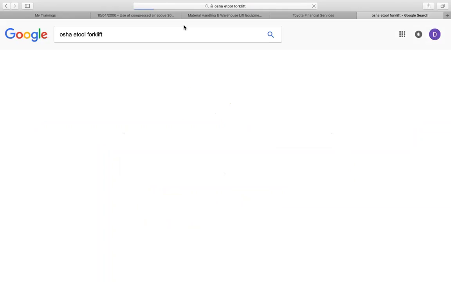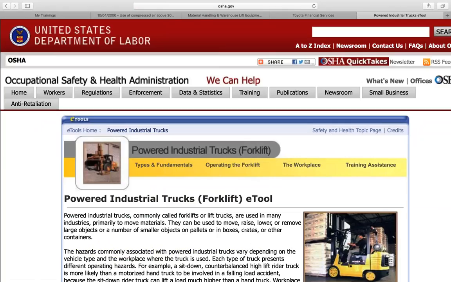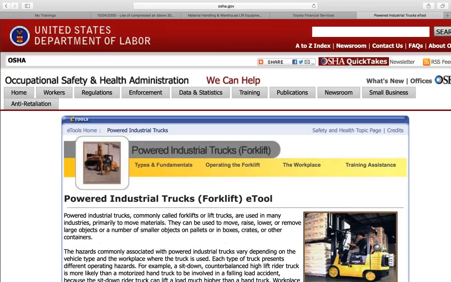Every time I go to this OSHA e-tool for forklifts, I discover more and more. I don't know if they're continuously adding more, but I want to show it to anybody who's not familiar with it. All I did was Google OSHA e-tool forklift, and it's this first one right here, powered industrial trucks. A forklift is one of many powered industrial trucks.